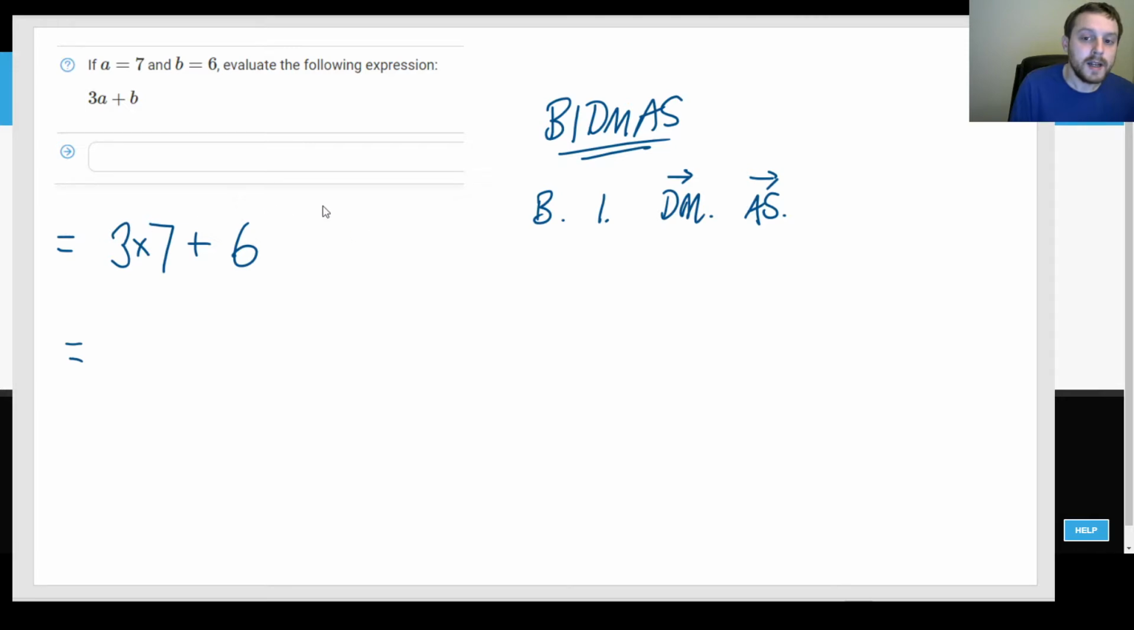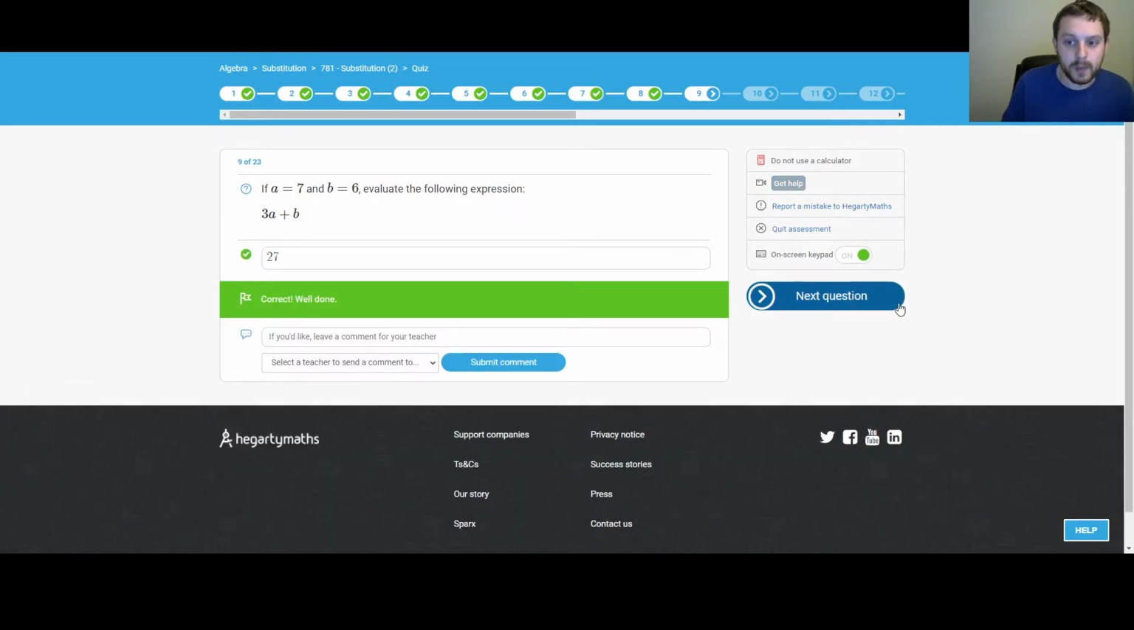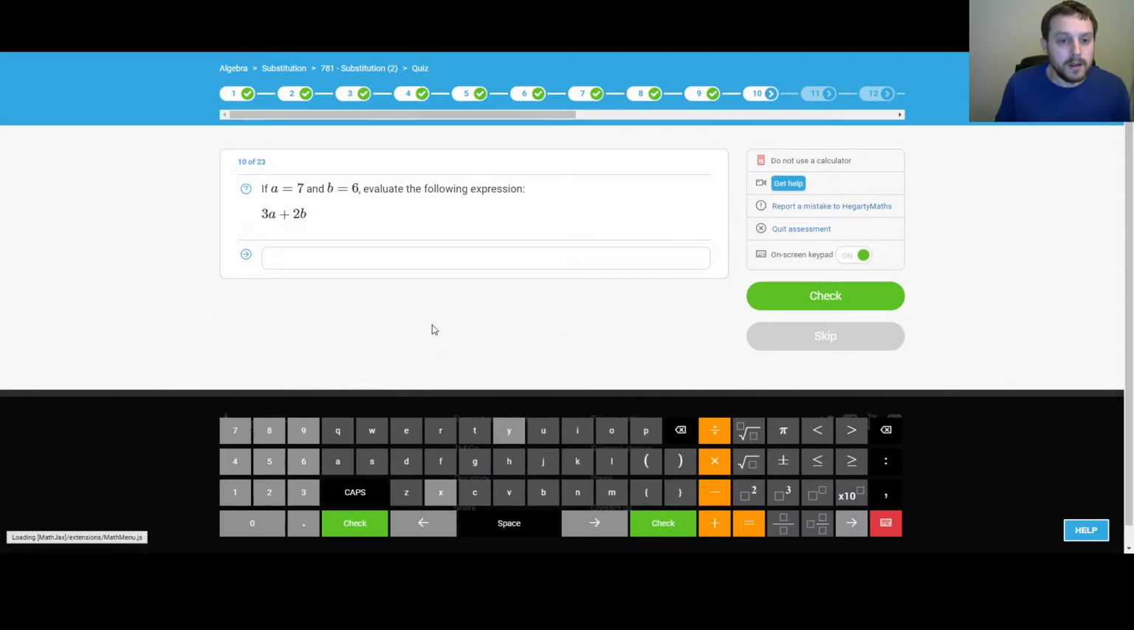So there aren't any brackets in this problem, so I've done that. There aren't any indices, so I've done that. Is there any division and multiplication? Well, yes, there is. So I've got to do that part first before I do the addition. So I've got to do 3 times 7, which is 21, and I'm still adding 6. And then that final answer, therefore, is going to be 27, right? Because 21 add 6 is 27. So if I type in 27, it should give me the right answer.